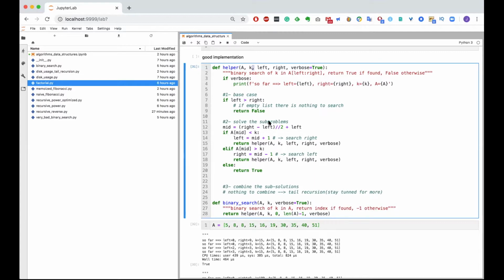Now we solve the sub-problems. And for that, we find the middle. And by the way, this way of finding the middle is clearly explained in the previous webinar, why we do it like this. Because we could have written something like mid equals right plus left divided by 2. And this will work fine, minus a little caveat, a little bug, which is explained in the previous webinar.